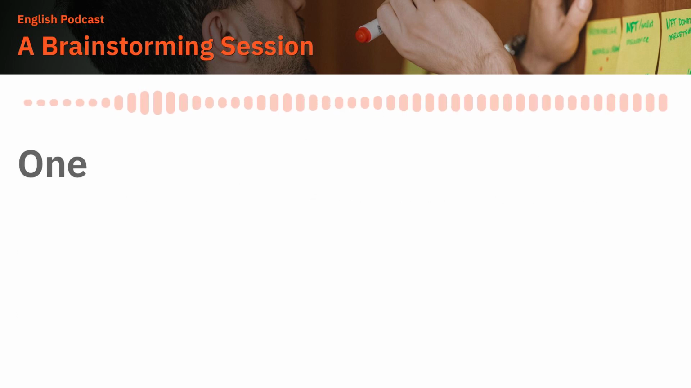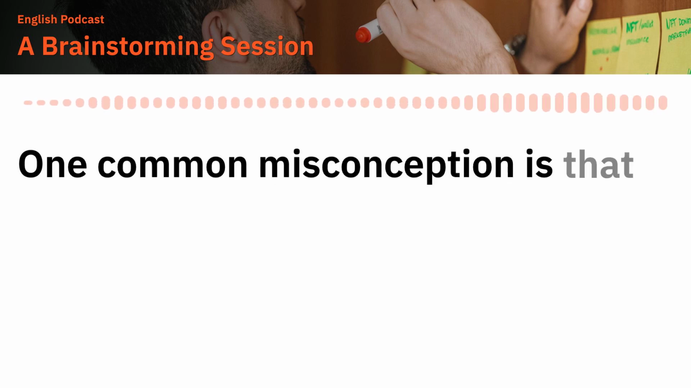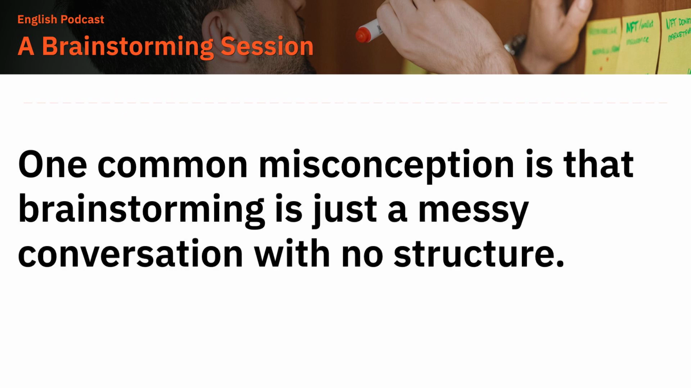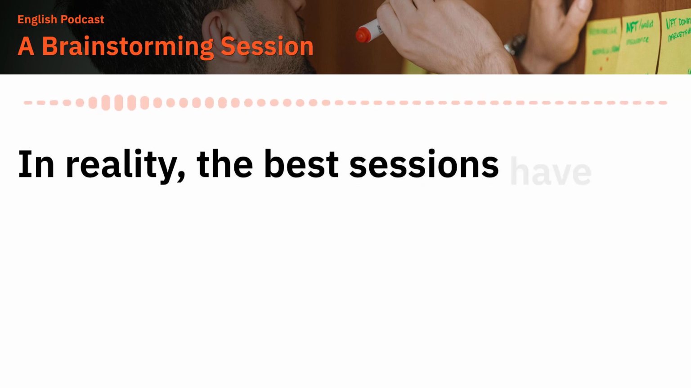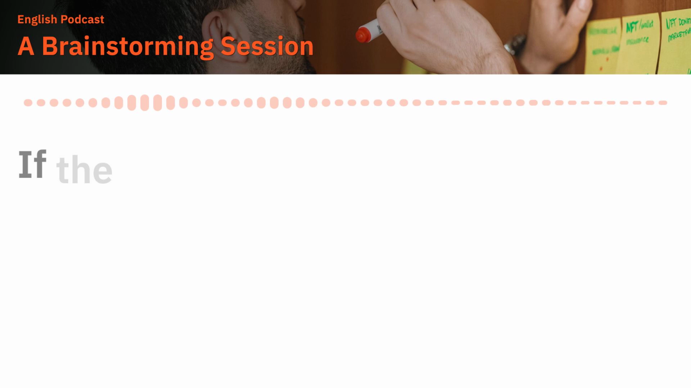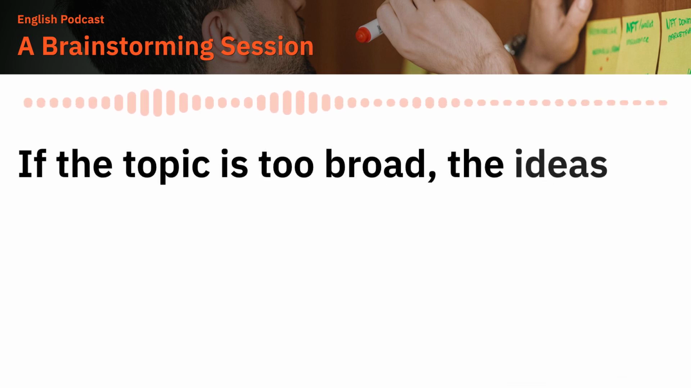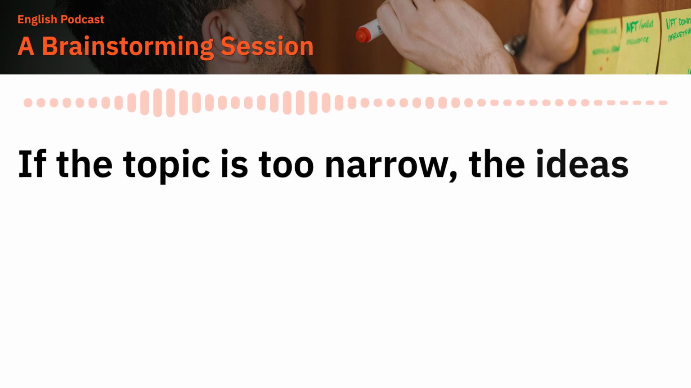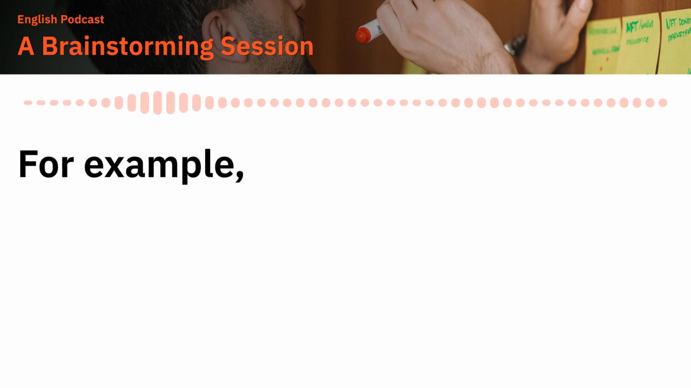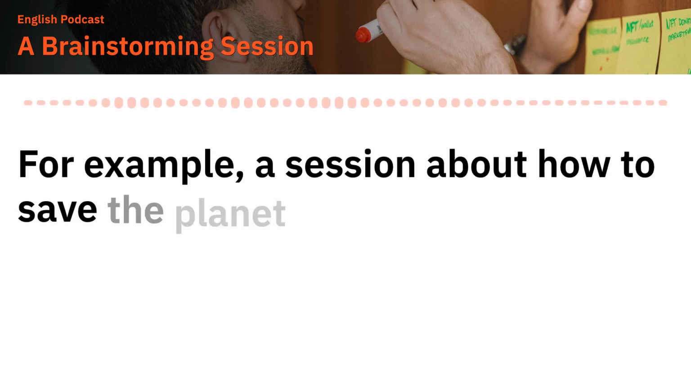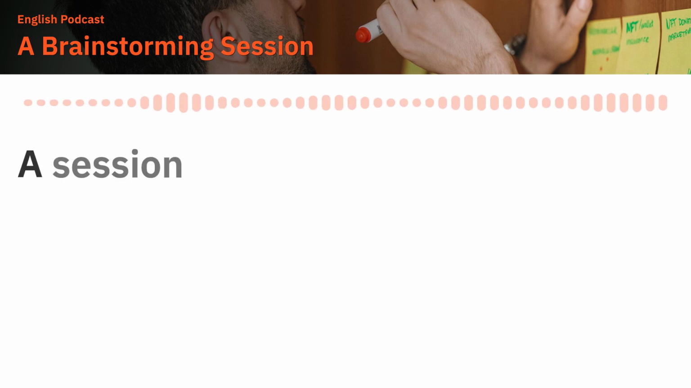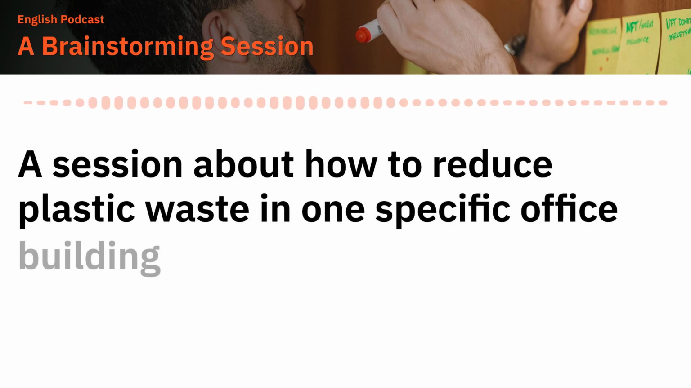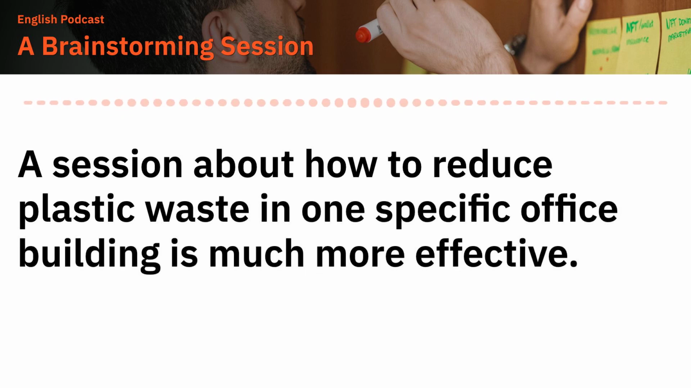One common misconception is that brainstorming is just a messy conversation with no structure. In reality, the best sessions have clear boundaries. If the topic is too broad, the ideas will be too vague. If the topic is too narrow, the ideas will be limited. For example, a session about how to save the planet is too big. A session about how to reduce plastic waste in one specific office building is much more effective.